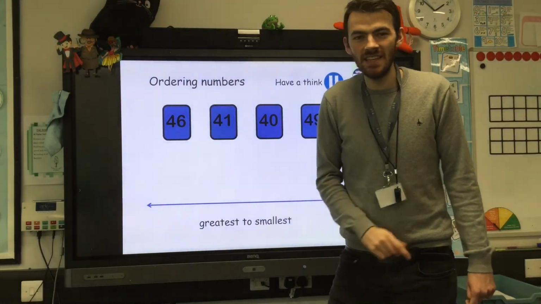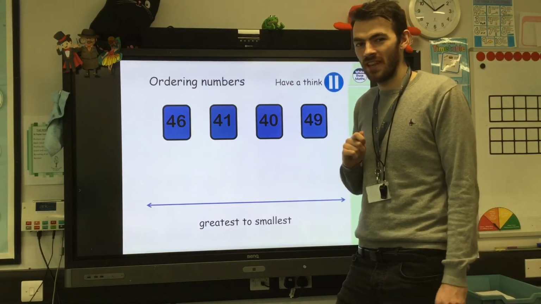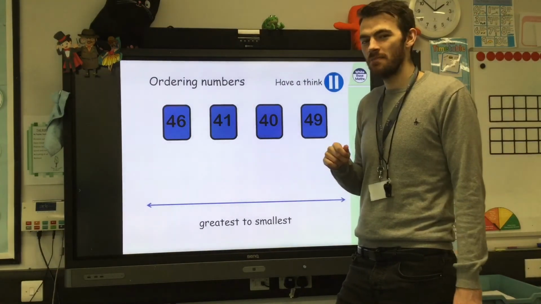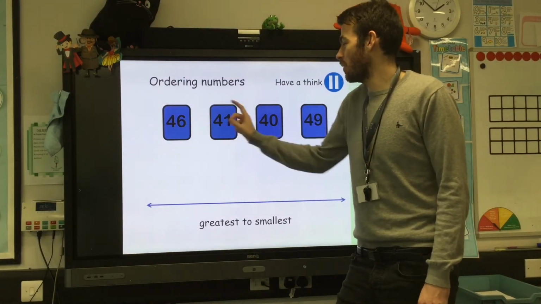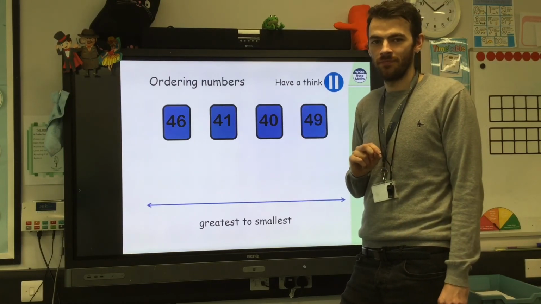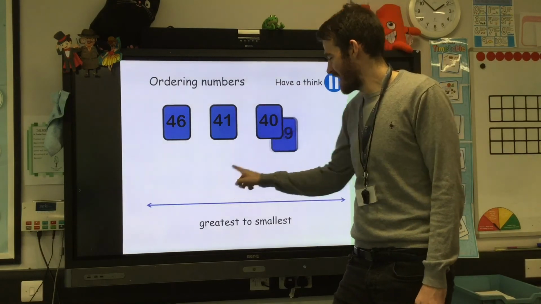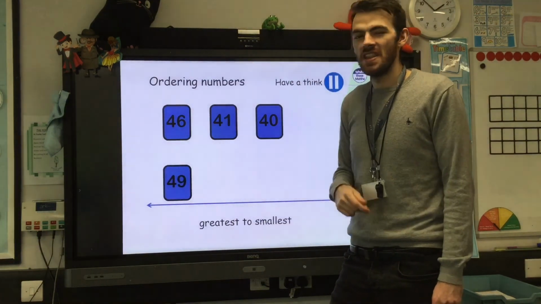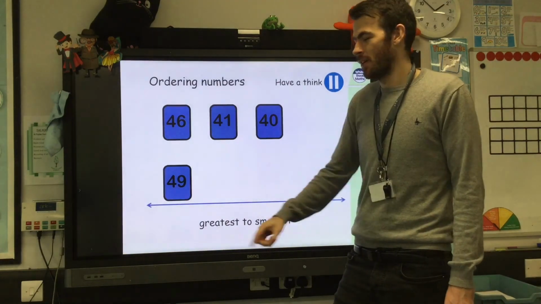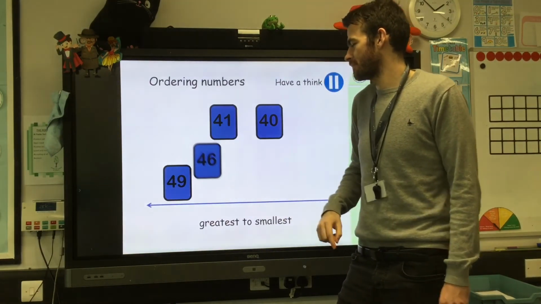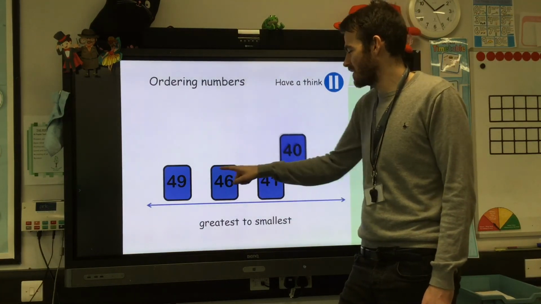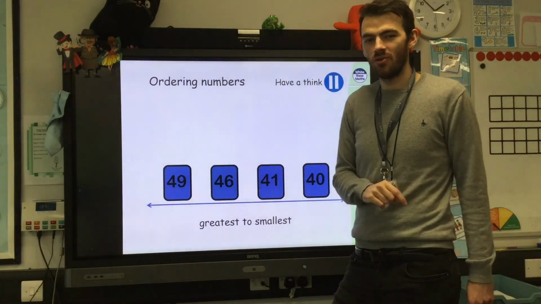Now because they're the same, we are going to have to look at the ones instead because we can't order them using the tens. So the greatest amount of ones, would it be 6 ones, 1 one, no ones, or 9 ones? It would be 9 ones, so 49 is the greatest. The next greatest amount, is it 6, 1, or 0? It would be 6, well done. Then 41, and finally 40. And we can see they're ordered from greatest to smallest.